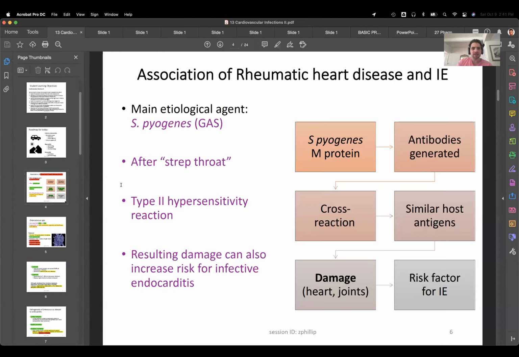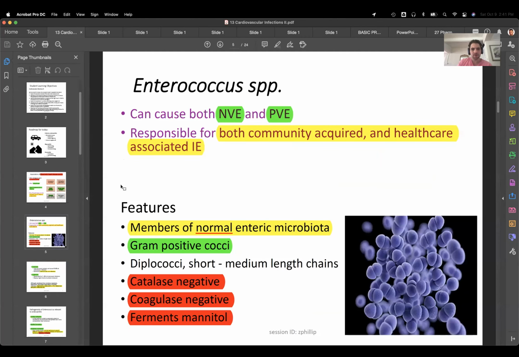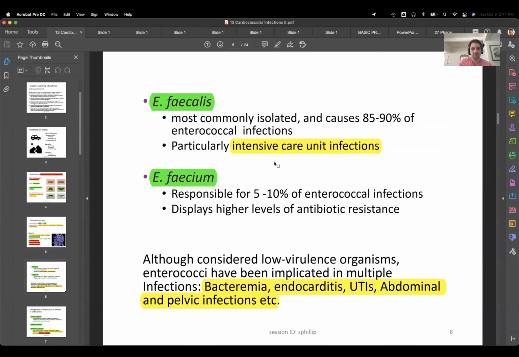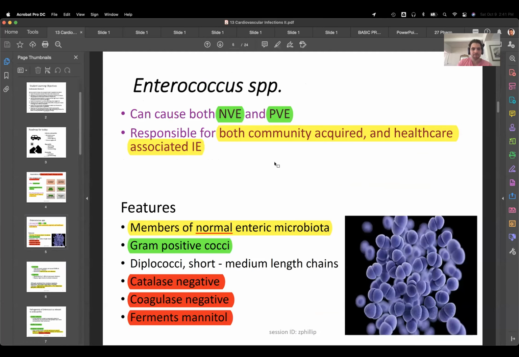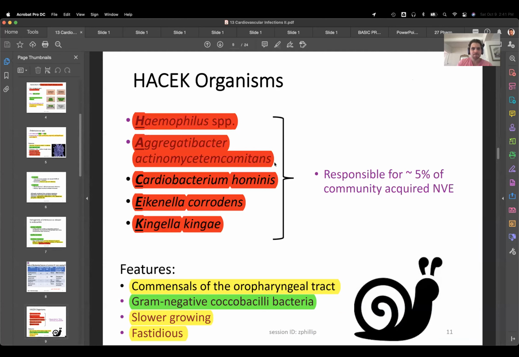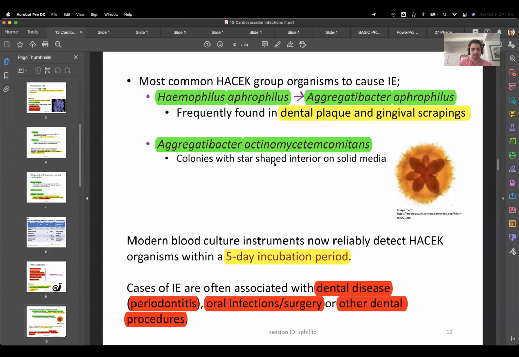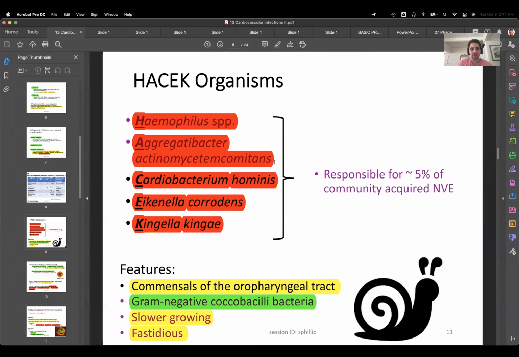You can see enterococcus also, both different valves. And then these HACEK organisms too, right? Those are 5%, so not terribly important, but if they come up.